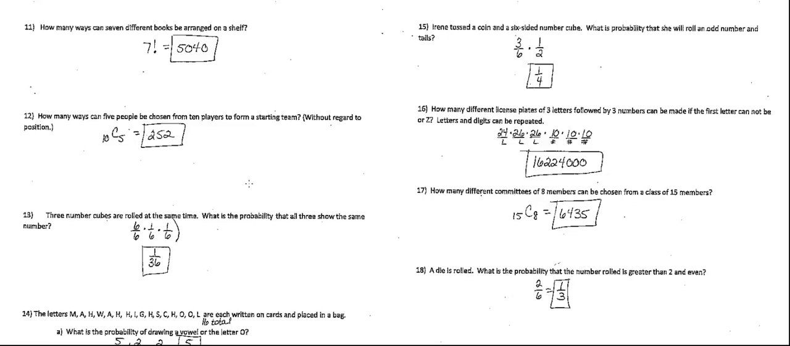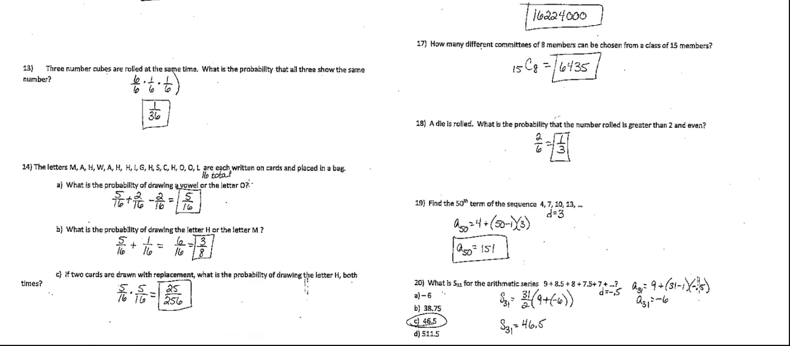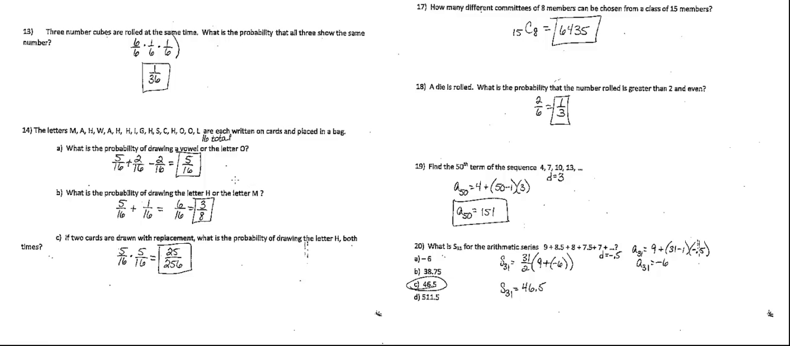Alright, let's see if we have any more questions here that have to do with sequence and series. Here's one more, 2 more over here on the right. Number 19. Find the 50th term of the sequence. On this one they didn't tell us it was arithmetic or geometric, but check out the pattern. It's +3, so it's arithmetic. 4 is the first term, d is the common difference, that's the pattern, and they want the 50th term.